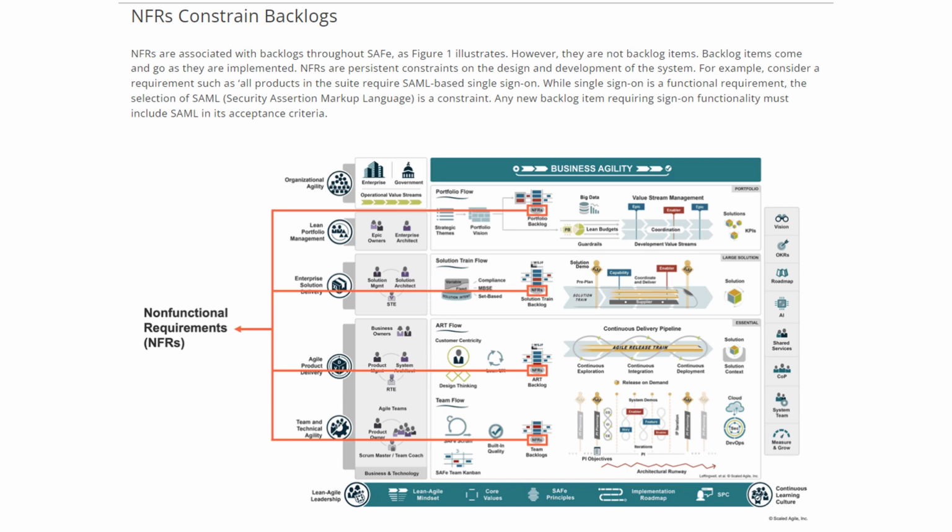For example, consider a requirement such as all the products in the suite require a SAML-based single sign-on, right? While single sign-on is a functional requirement, the selection of SAML is a constraint, right? Any new backlog item requiring sign-on functionality must include SAML in its acceptance criteria, right? So this is an example of an NFR that will affect almost all the backlogs throughout the SAFe.